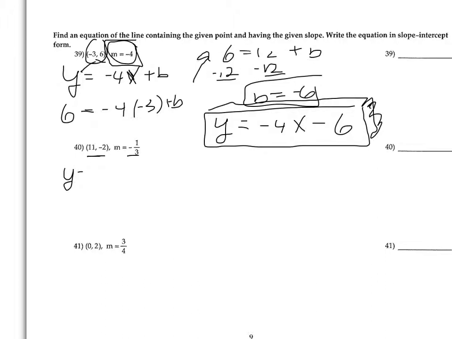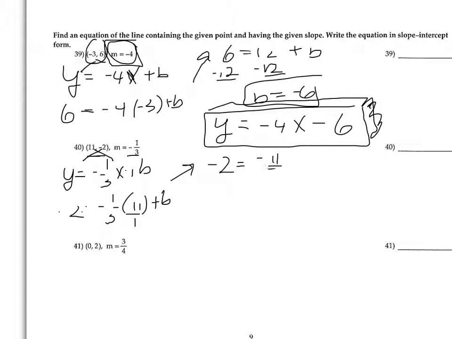So we can say y equals negative 1/3 x plus b. To solve for b, we can plug the x in for the x and the y in for the y. So we get negative 2 equals negative 1/3 times 11 plus b. So 11 is really 11 over 1, so we multiply this out. We get negative 2 equals negative 11/3 plus b. And here we're going to add 11/3 to both sides. Here we get cancellation, so we get b equals.